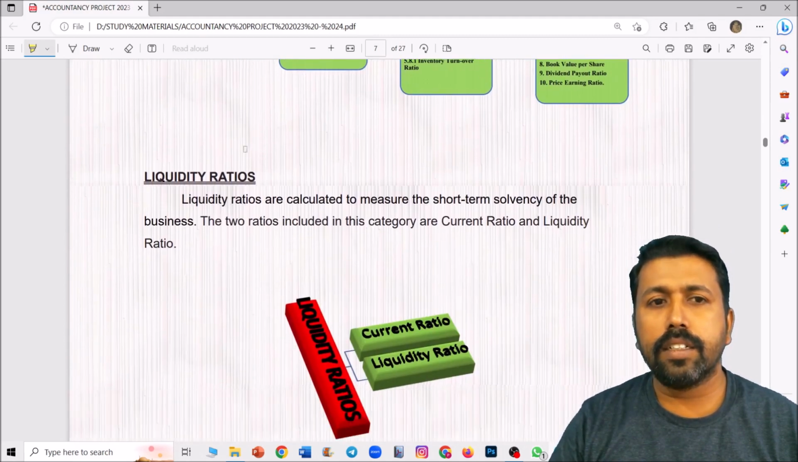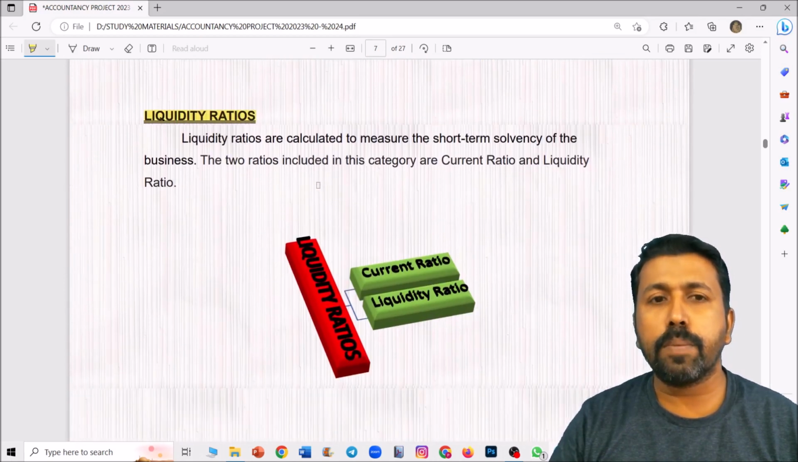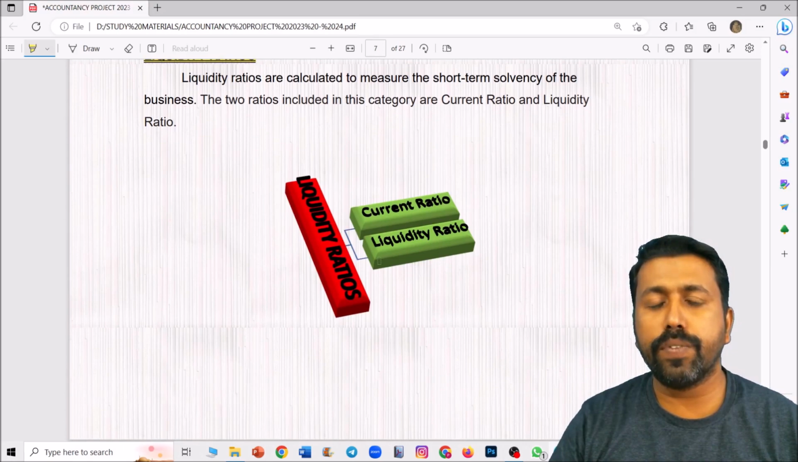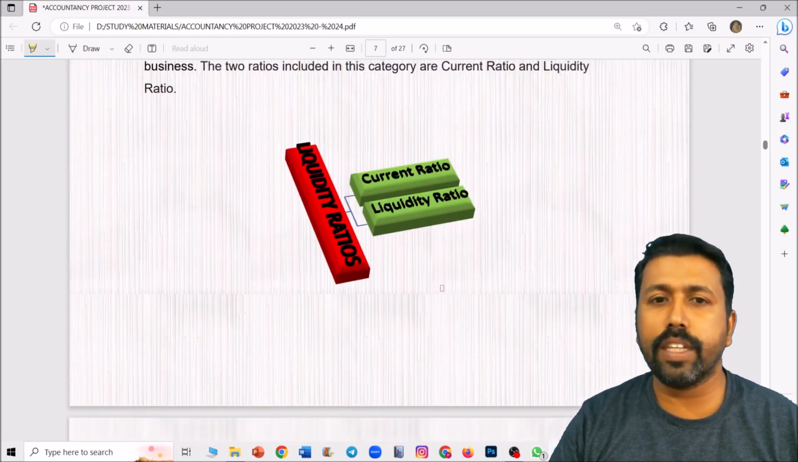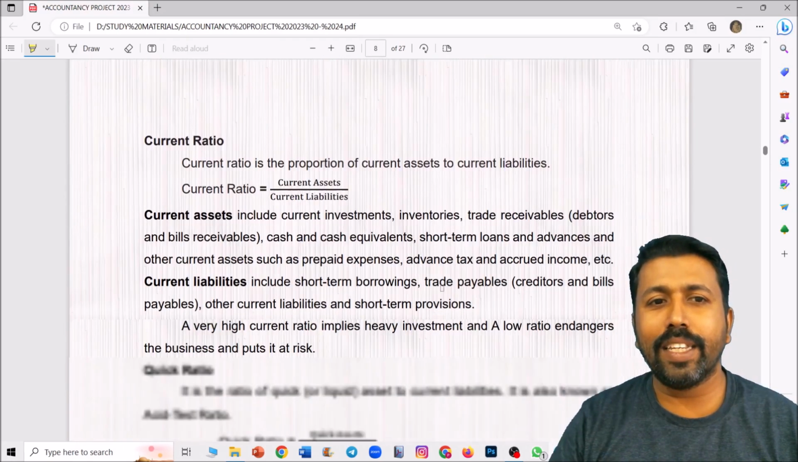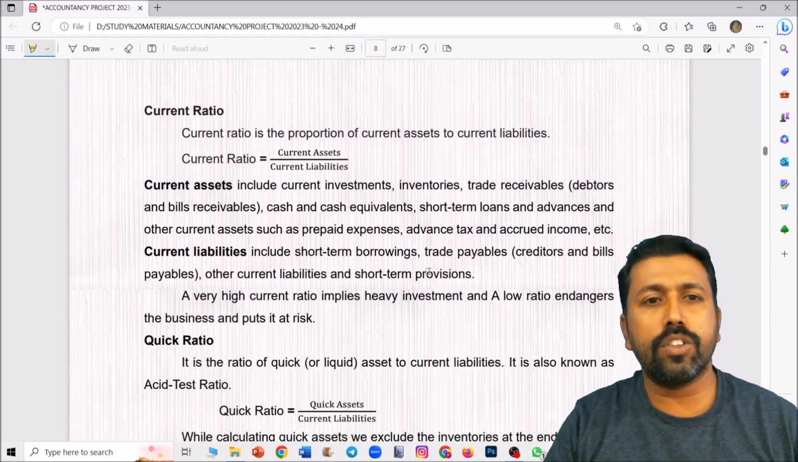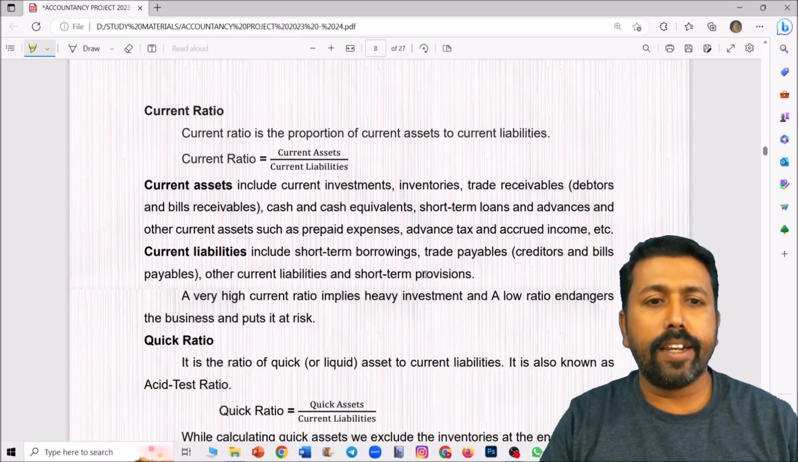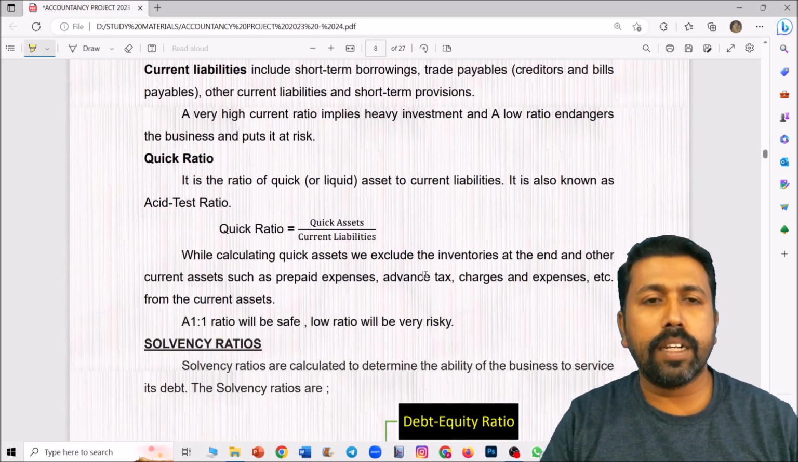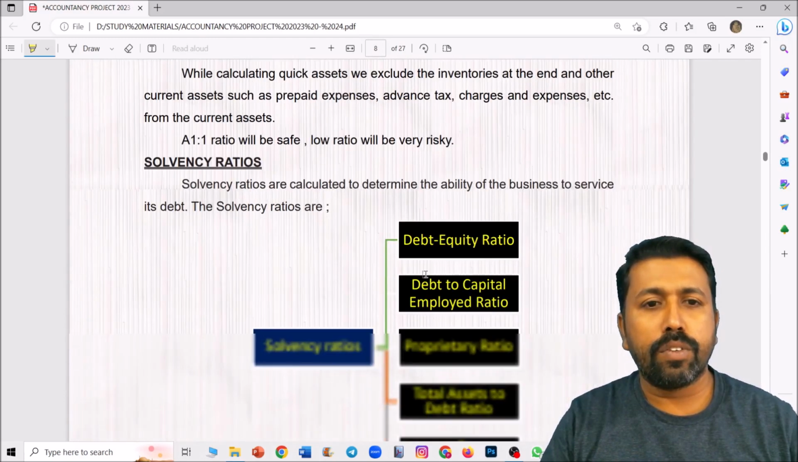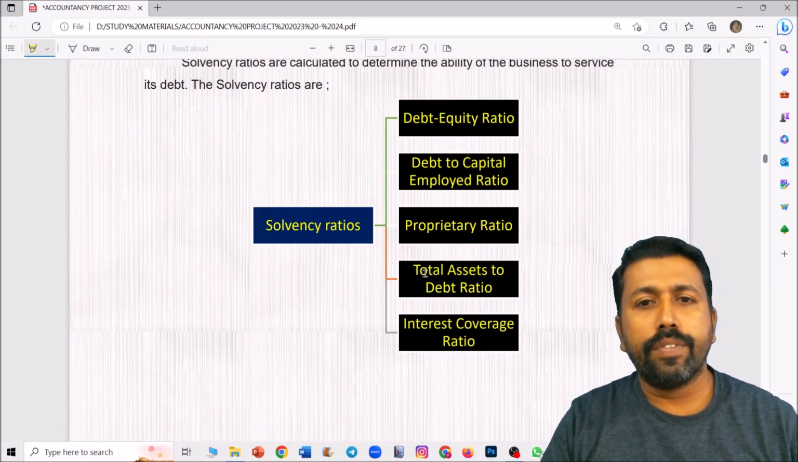Then in another heading, liquidity ratio, the theory part of liquidity ratio is there. A small flowchart of the types of liquidity ratio is there. And also in the current ratio, you know very well the importance of current ratio, the theoretical part, and quick ratio coming in the liquidity ratio. Solvency ratio, you know, 5 ratios are there.